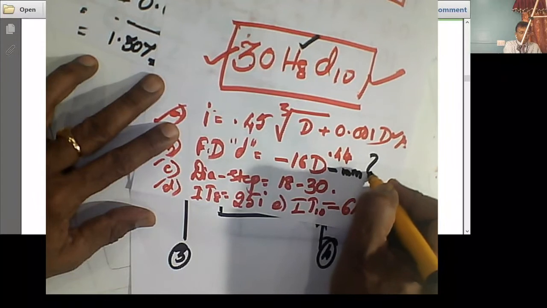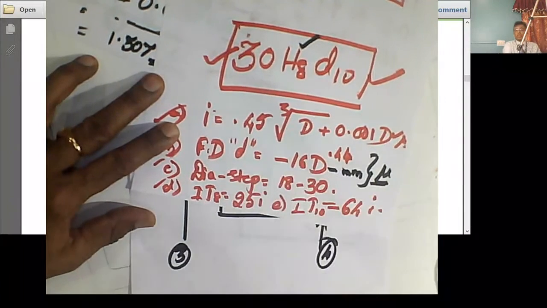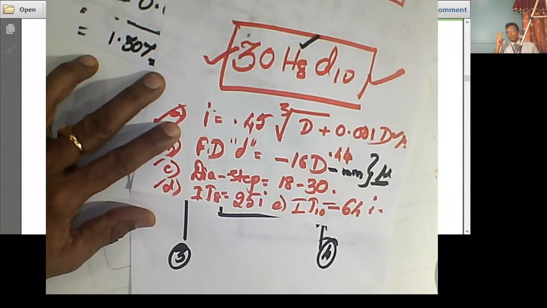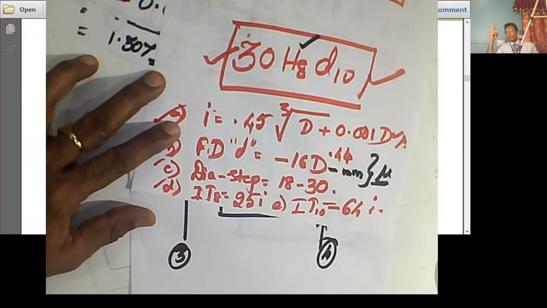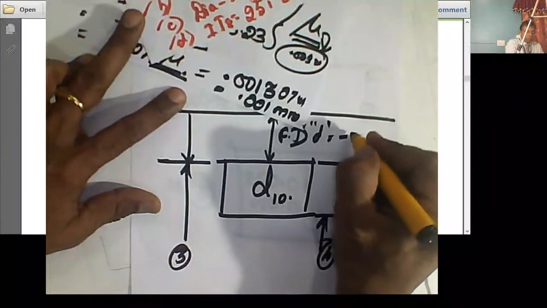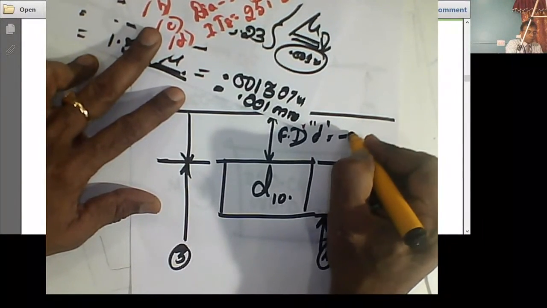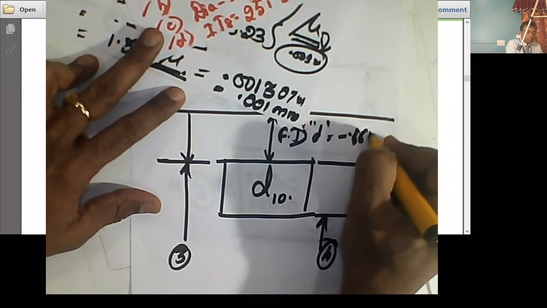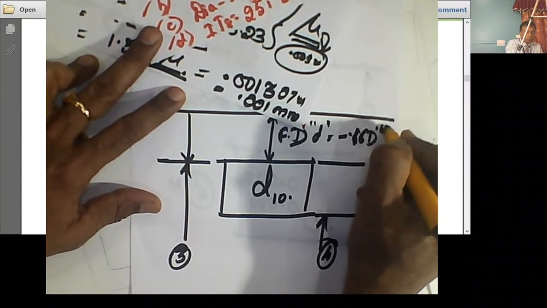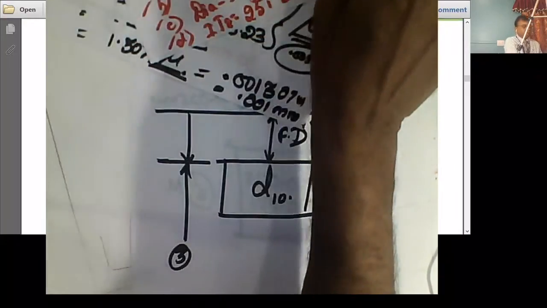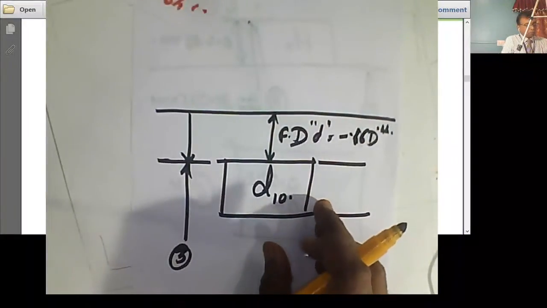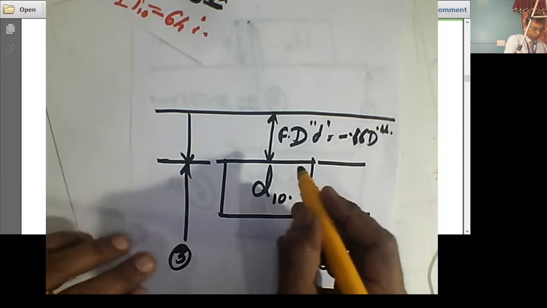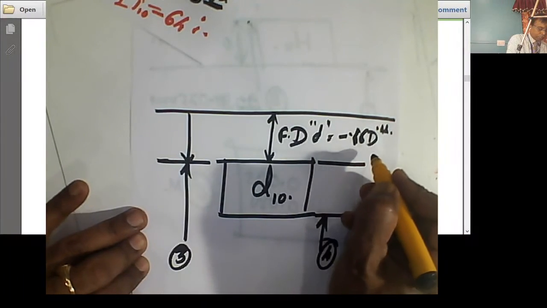The answer you get is in microns. This is very important. You need to substitute the value of D in mm. You get the value in microns. Minus 16d to the power 0.44. How much is the value? Find out. Today I may not be able to solve it. Had I solved it earlier, I could have given you.